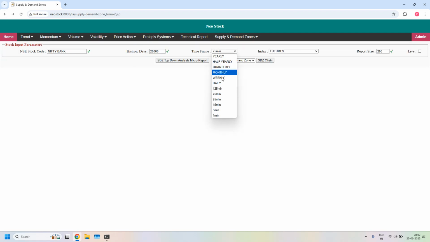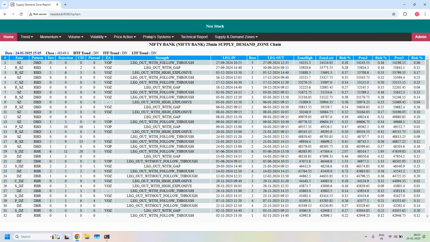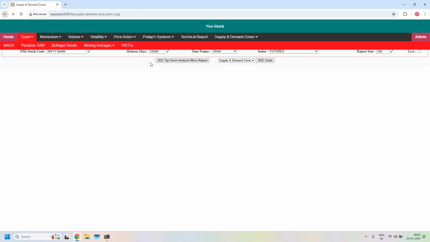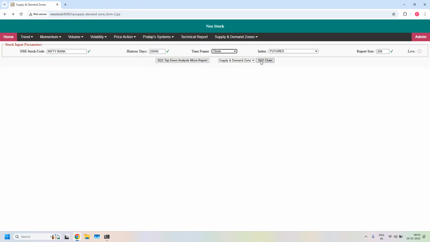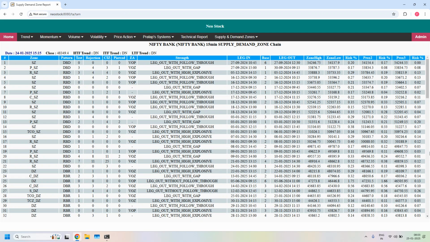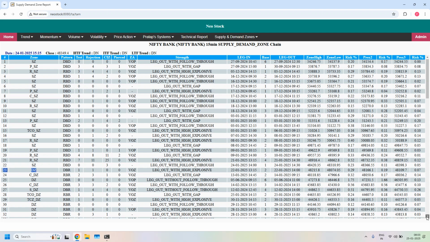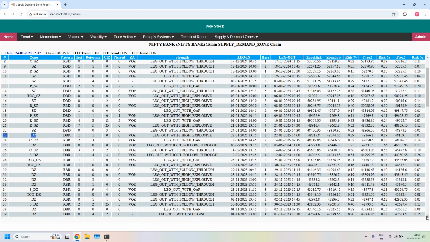Next, 25-minute supply demand zone chain for Bank Nifty. Next, 15 minutes supply demand zone chain for Bank Nifty. Here you have the demand zone. Let me put it in the center.